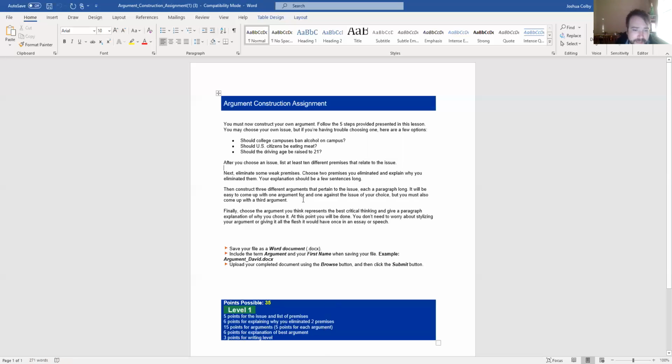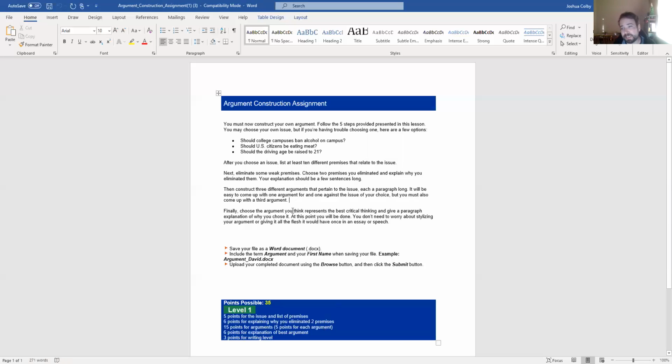That's step 2. Step 3, eliminate some weak premises. Some of the options from your list of 10 are going to be bad, or at least not as good as the others. So eliminate them and then write a short couple sentence explanation as to why you eliminated that one. What was bad about that argument or that premise.